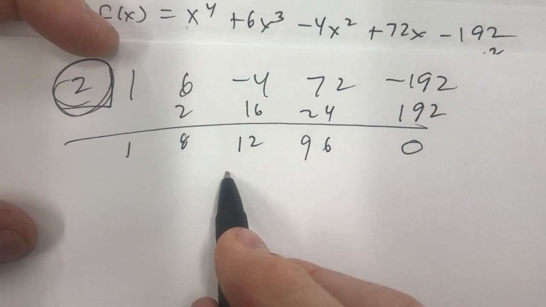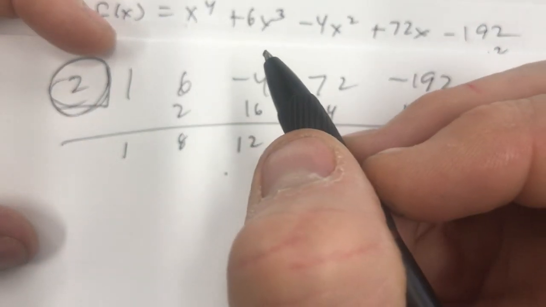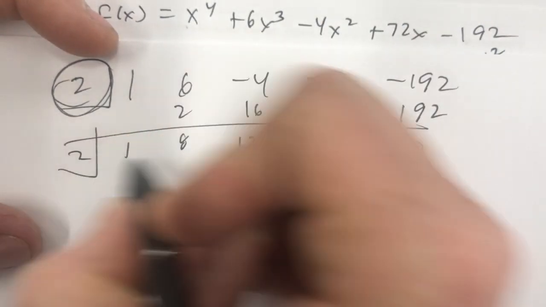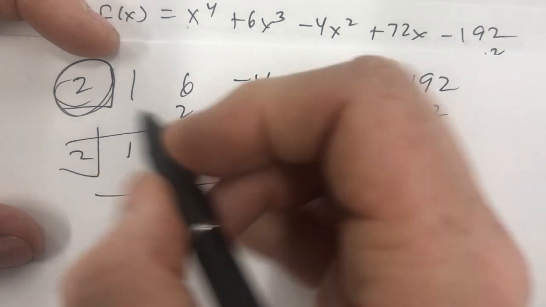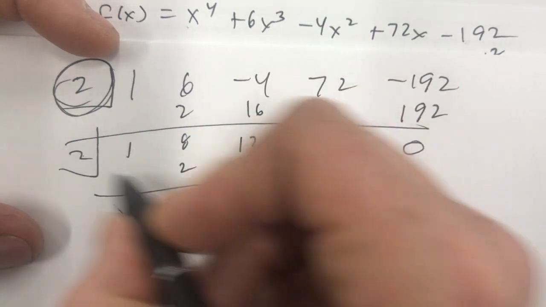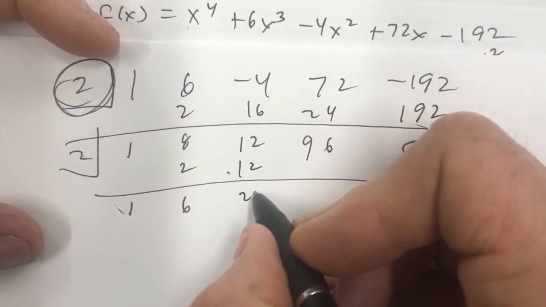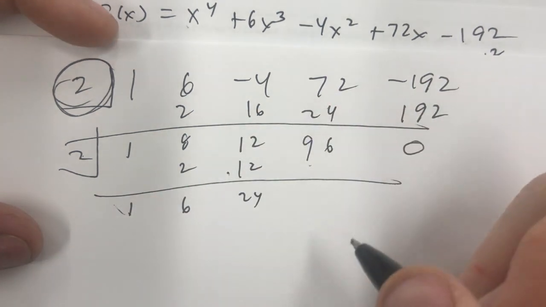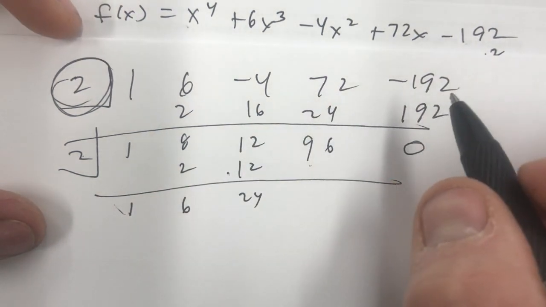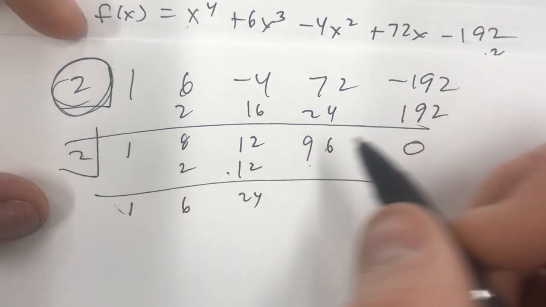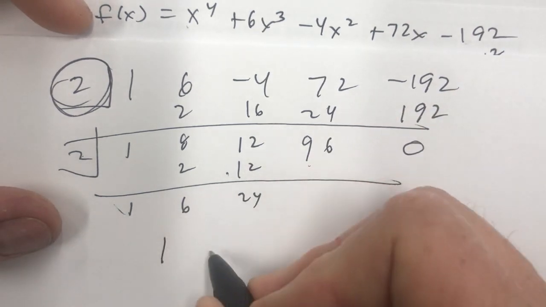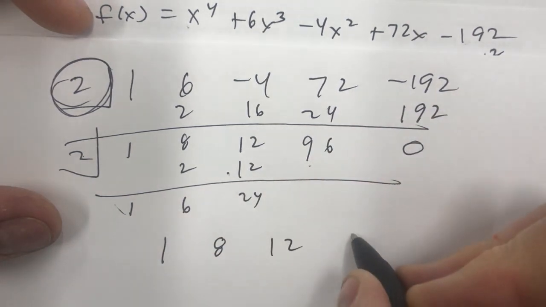All right, now we're down to here. I'm going to try 2 again. 1 comes down, 2 times 1 is 2, add these 6, 2 times 6 is 12, add these 24, 2 times 24 is 48, didn't work. Okay. 1, 8, 12, 96.